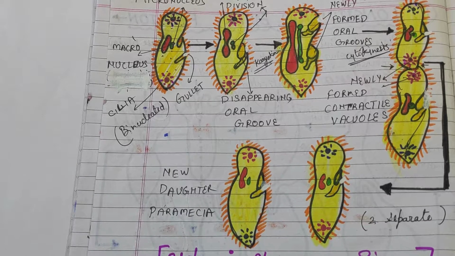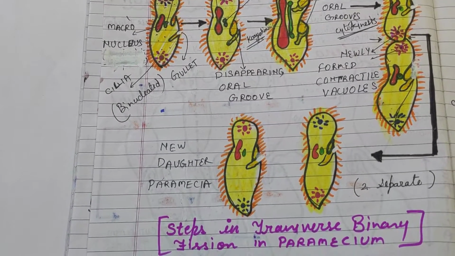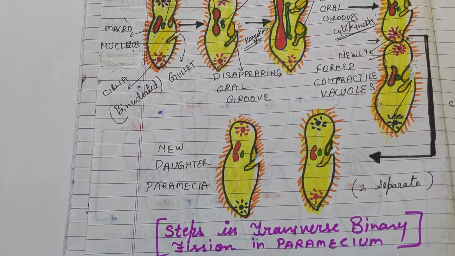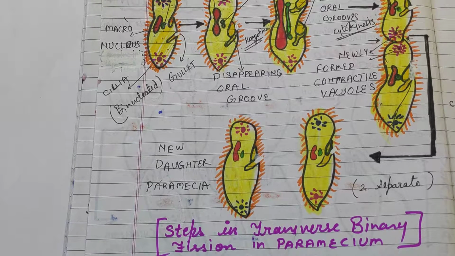So it is another, or third, type of binary fission which I have taught you, that is transverse binary fission. So let me clear one thing. Fission is of two types, binary fission and multiple fission. But binary fission is of three types on the basis of planes. Number one is irregular binary fission. Number two, longitudinal binary fission. Number three, transverse binary fission. So I have taught all the three types of binary fission.